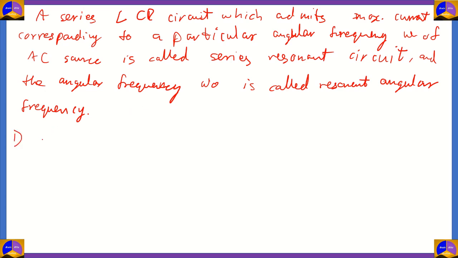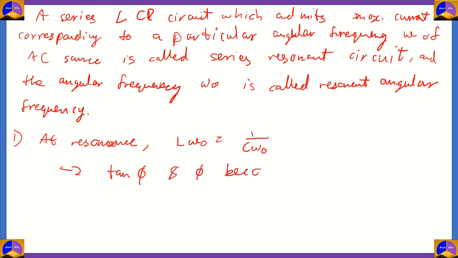So case number 1, at resonance, which means omega equals omega naught, L omega naught is the same as 1 by C omega naught. So that means tan phi and the angle phi become 0. So the value of phi as well as tan phi will be equal to 0. Now what does this mean? The current and EMF are in phase.